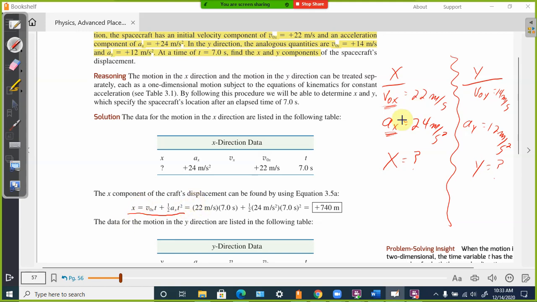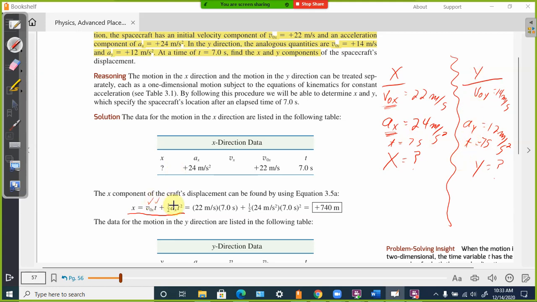So all we've got to do now is plug in. Well, we have v0x, there it is, 22. We already have our time. One other thing we could list in both columns would be t equals 7 seconds. So we could put that in both columns, 7 seconds. You've got 7 seconds in both columns, so you can use that to your advantage.